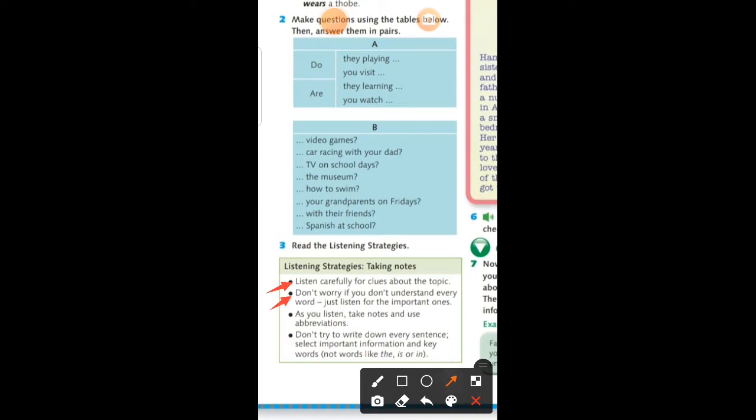As you listen, take notes and use abbreviations. يعني وانت بتسمعي اكتبي ملاحظاتك واستخدمي اختصارات خاصة فيكي. يعني بدل ما تكتبي الكلمة كاملة زي ما أنا أحيانا بكتب لك subject بدل subject كاملة بحط لك S مثلا عشان نختصر. You can use abbreviations اختصارات. 4. Don't try to write down every sentence. ما تحاولي تكتبي كل جملة. Select important information and keywords. بس اختار الكلمات الأساسية والمهمة والكلمات المفتاحية.